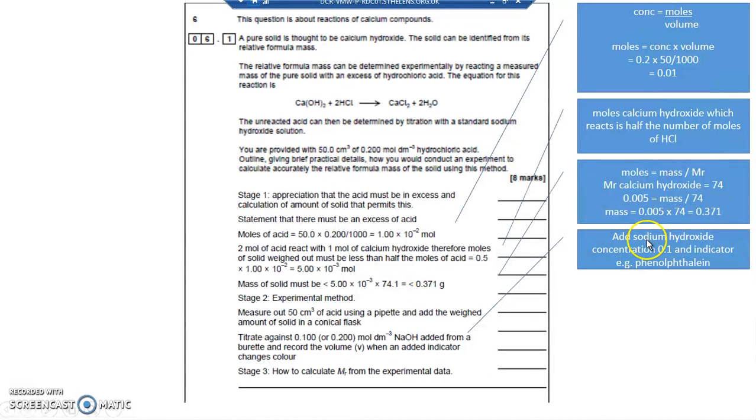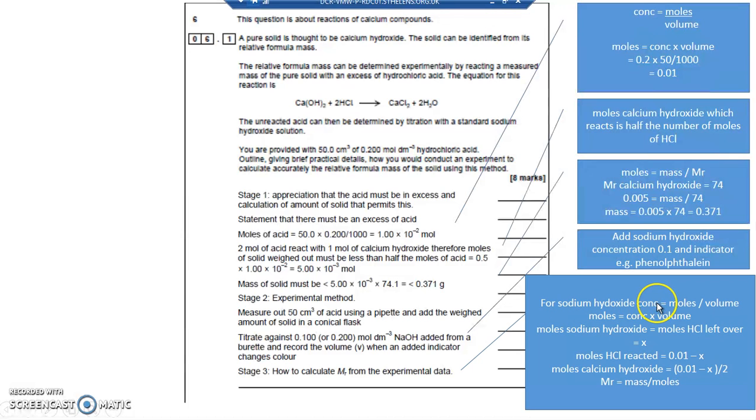Well, from my titration, I've just added sodium hydroxide. I know the volume of sodium hydroxide that I need, and I know its concentration. So for sodium hydroxide, concentration is moles divided by volume, so I can rearrange that so moles equals concentration times volume. I know the concentration of my sodium hydroxide because I made it up to a certain concentration and was suggesting 0.1. We know the volume that we've had to add from the burette, so we know the number of moles of sodium hydroxide. Now, sodium hydroxide, NaOH, reacts with HCl. 1 mole of sodium hydroxide reacts with 1 mole of hydrochloric acid, and it's going to make NaCl and water.